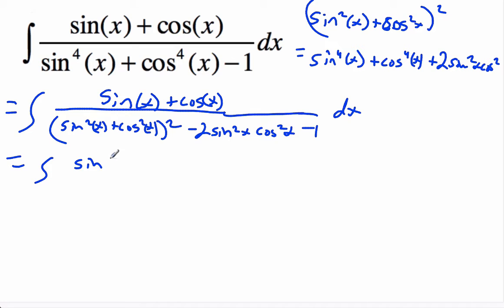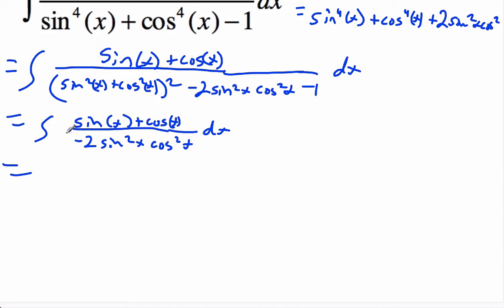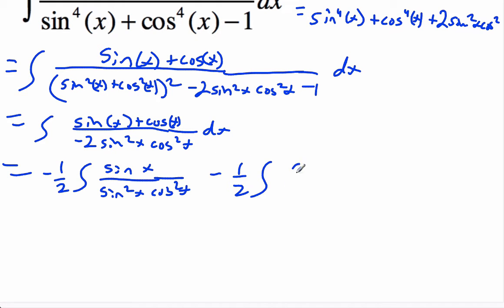So this is simply the integral of sine x plus cosine x over negative 2 sine squared x cosine squared x dx. Okay, we're going to split that into two integrals, and I'm going to factor out the negative half. So it's equal to negative half times the integral of sine x over sine squared x cosine squared x, and minus half times the integral of cosine x over sine squared x cosine x. Okay, don't forget your dx's.